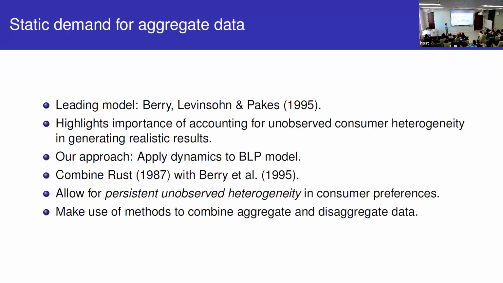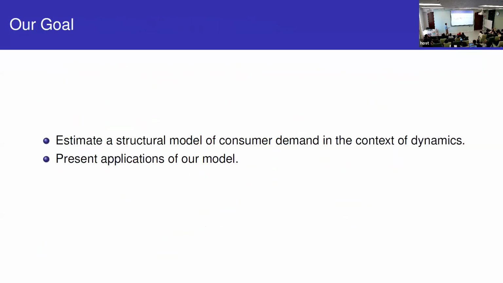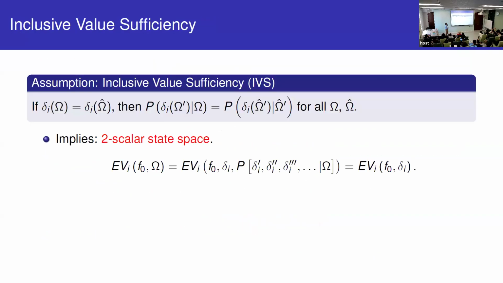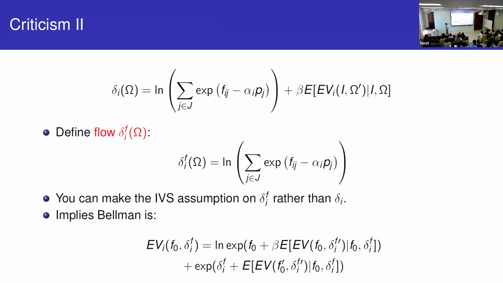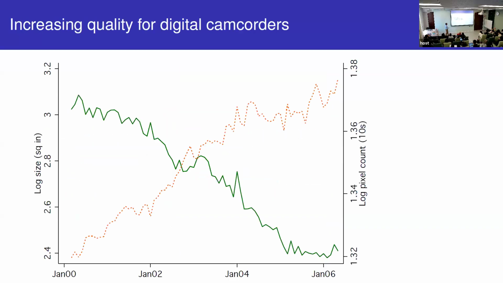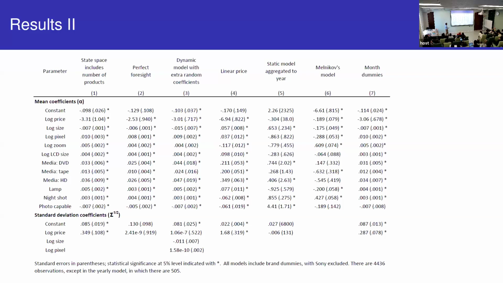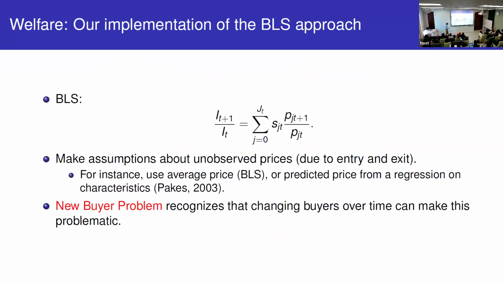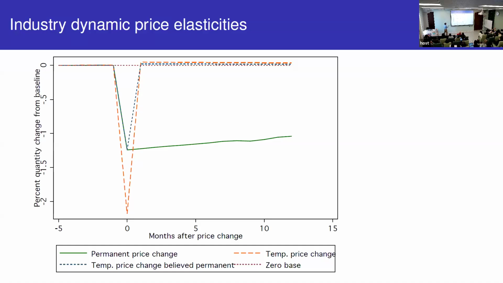So what we're going to do now is ask what happens if you raise the price of every product in the market. You can think about different ways of implementing that in our model. Should it be a permanent price change? Should it be a temporary price change? Should it be a temporary price change that consumers believe to be permanent?